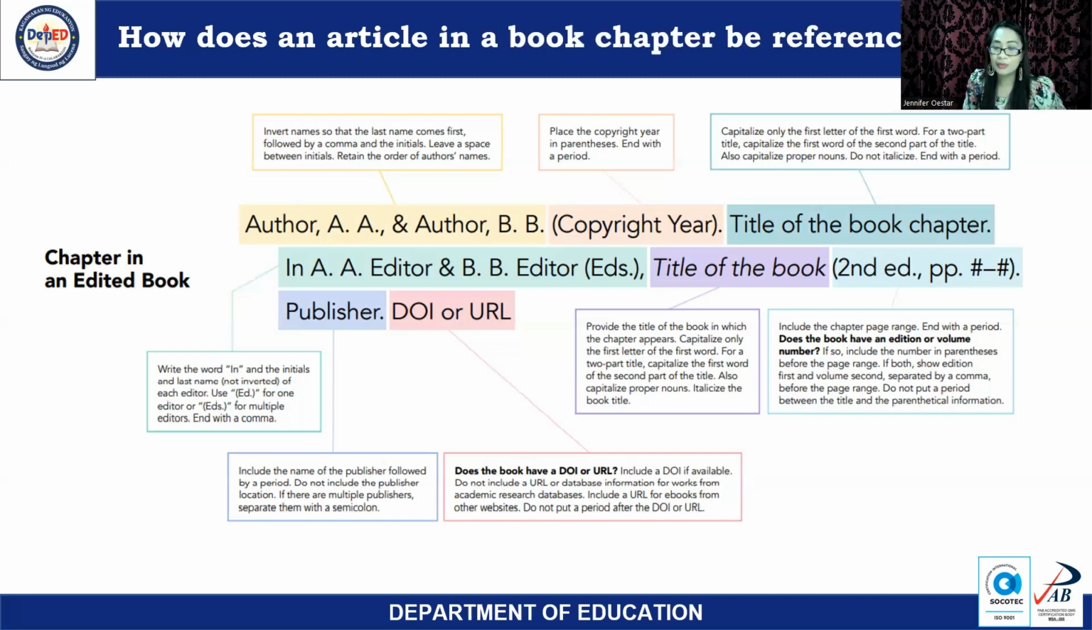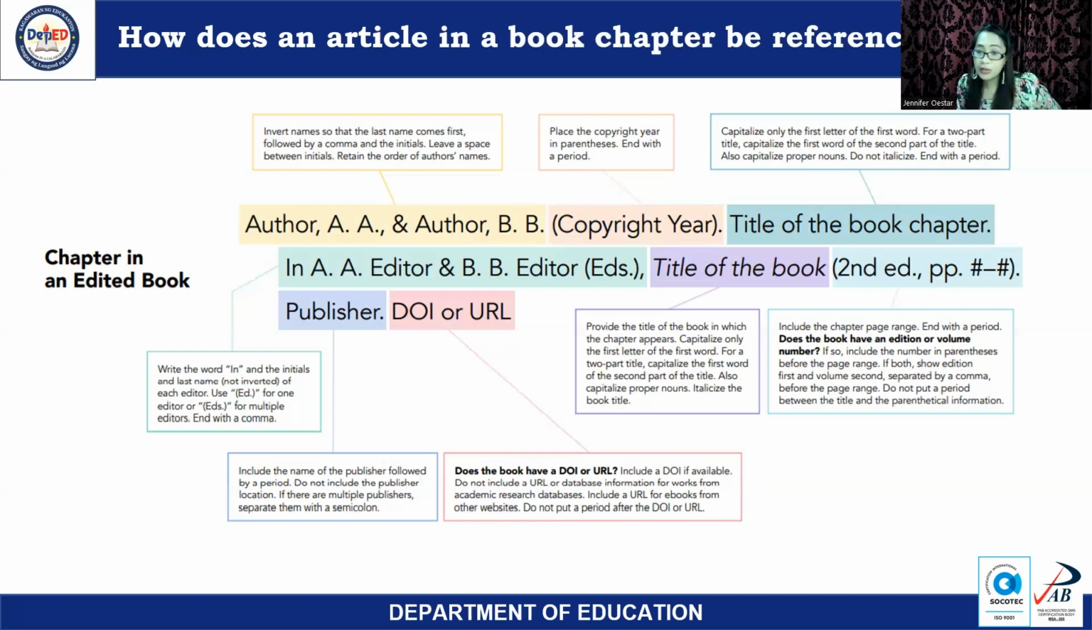Capitalize the first word of the second part of the title also, and capitalize proper nouns. Italicize the book title. And for this part, include the chapter page range with a period, and thus the book of editors or volume number. If so, include the number in parentheses before the page range.